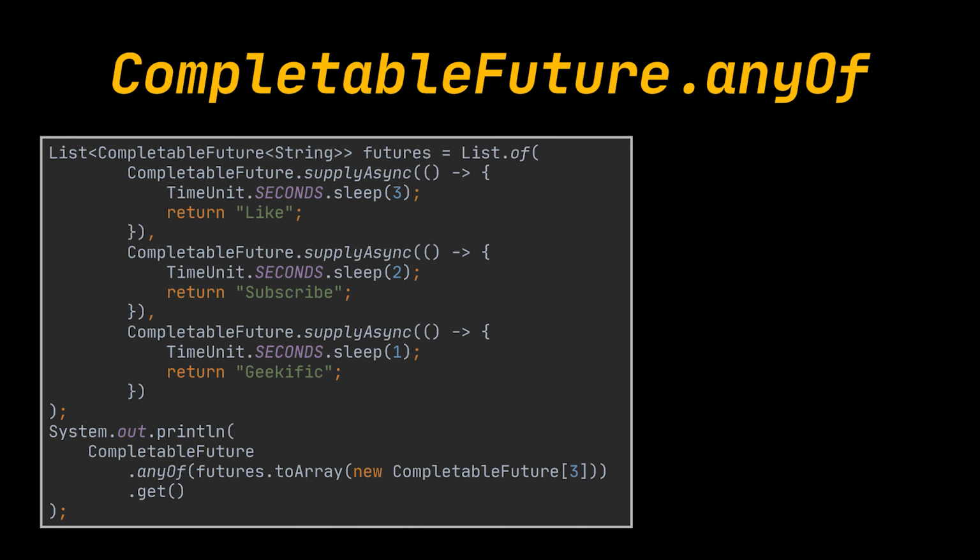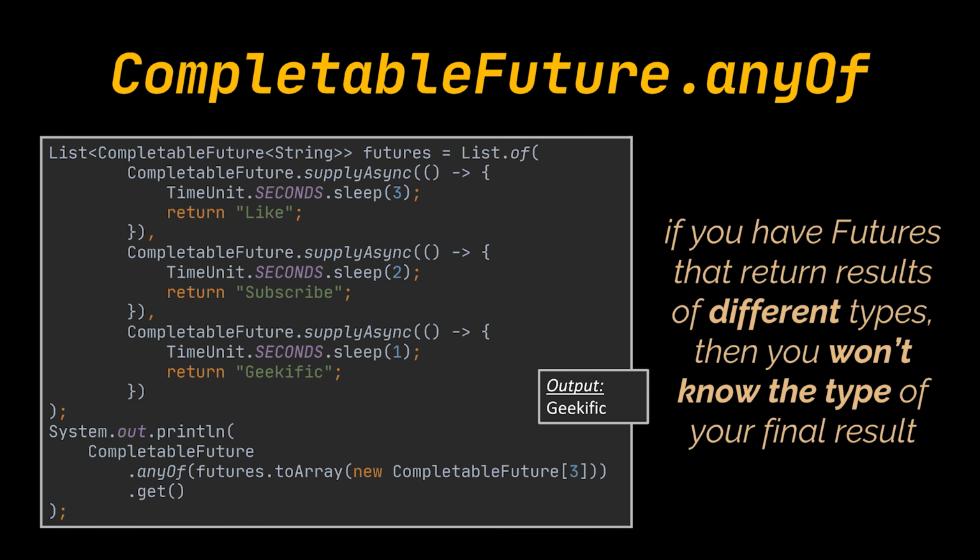On the other hand, CompletableFuture.anyOf, as the name suggests, returns a new completed completable future when any of the given futures completes. In the example you see, since the third future has the least amount of sleep time, it will complete first, and the final result will be Geekific. The problem with anyOf is that if you have completable futures that return results of different types, then you won't know the type of your final completable future.